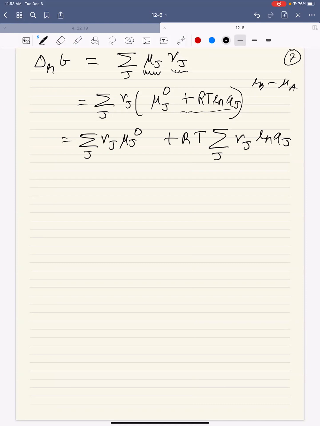Or what is this one? Can we give this a name? We have seen this before. This is delta Rg naught, right? This is the reference. So this is my delta Rg naught plus RT, and logarithms are wonderful because one thing I can do is take the nu j and put it as a power over here. It is log of AJ to the power nu j.